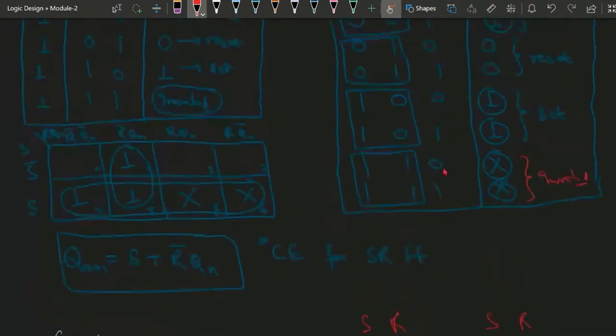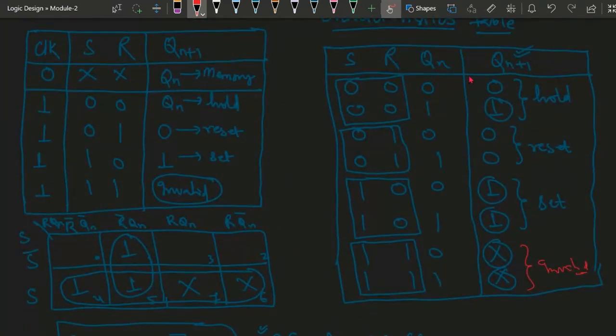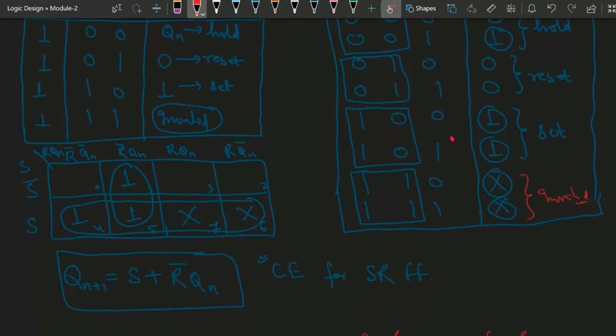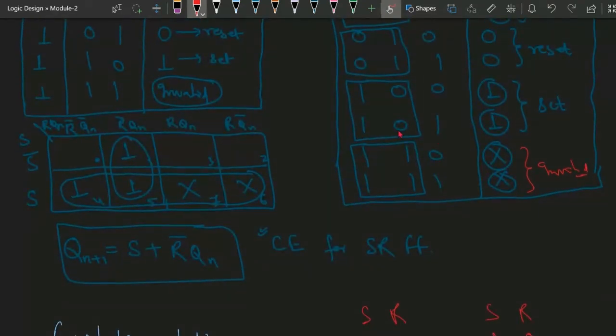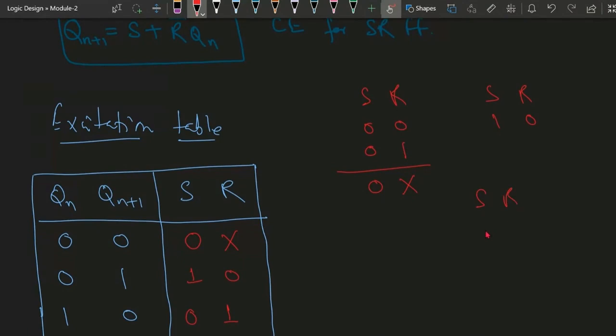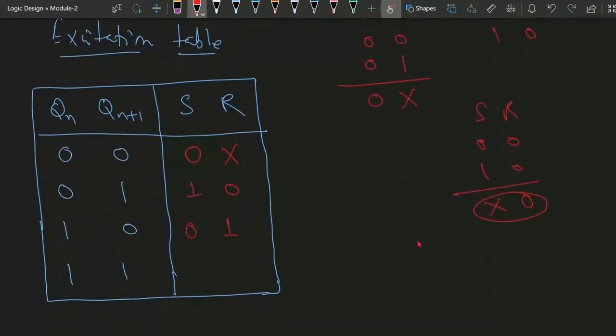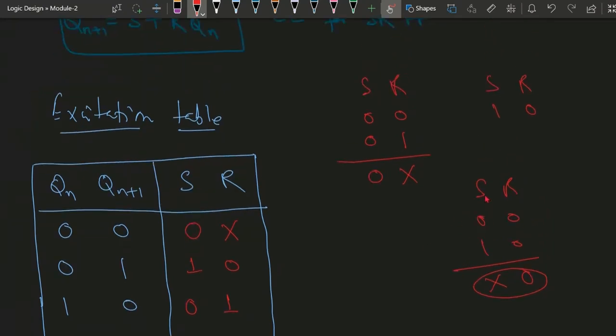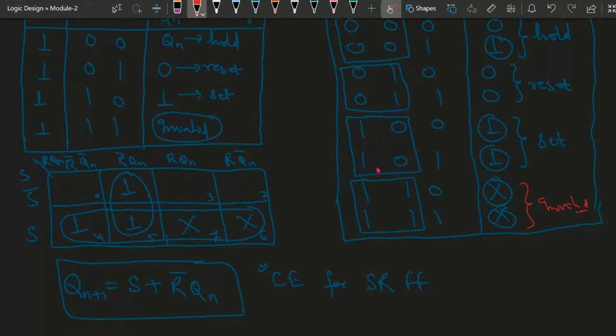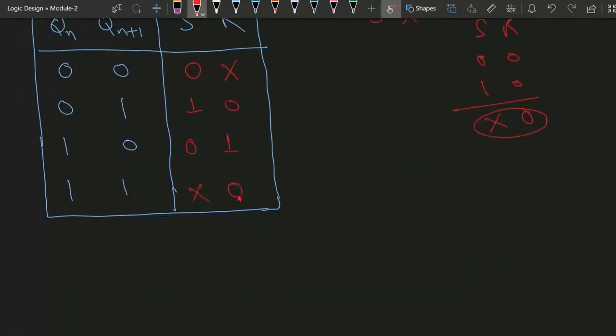Similarly for 1 and 1, meaning Qn and Qn plus 1 should be 1 and 1. This is the case where S and R are 0 0 or 1 and 0. So in that case R is 0 and S is 0 or 1. So for any value of S, with R as 0, the value will be 1 and 1. So here it will be don't care and 0, because 1 1 and 1 1 is coming out to be this. So it is don't care and 0.